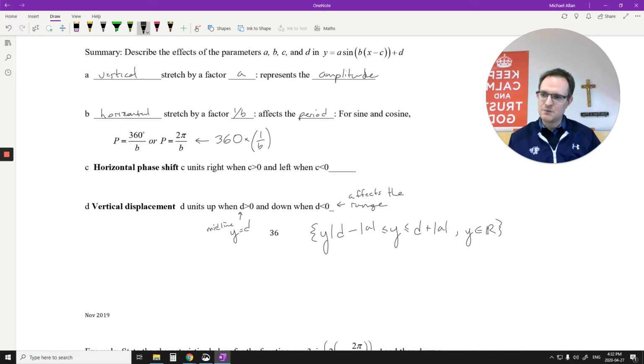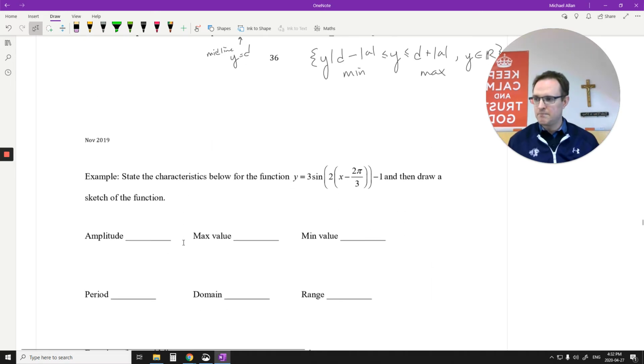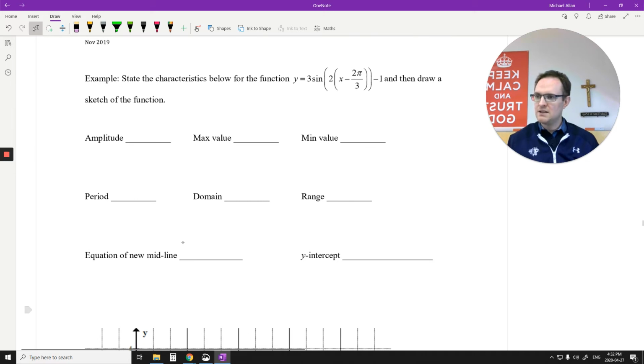So that would be essentially what this is, my min. This is my max, right? So that's how you determine my range using my vertical displacement and my A values. My domain is still going to be x ∈ R. That's not going to change. Okay, so let's look at this and see what we could do.